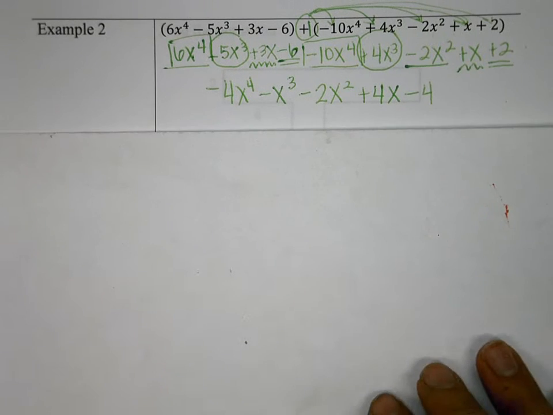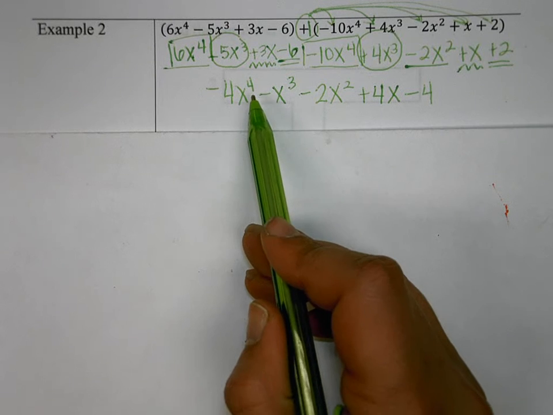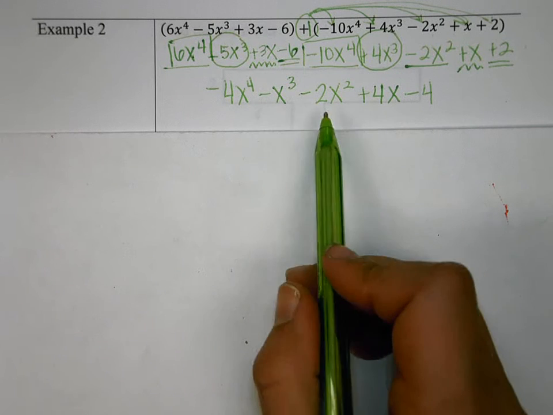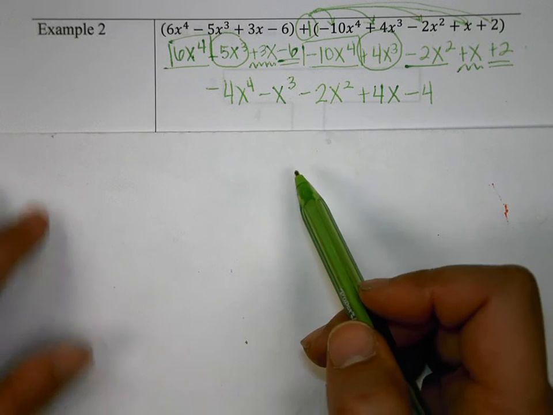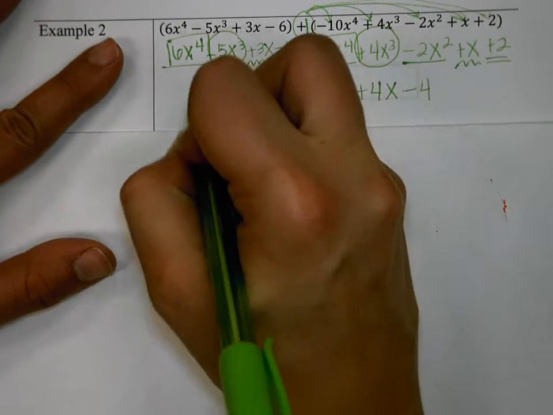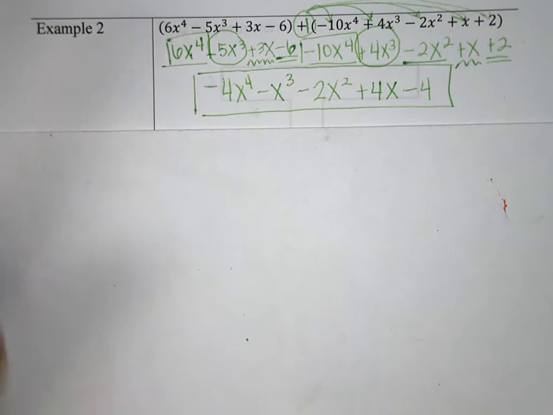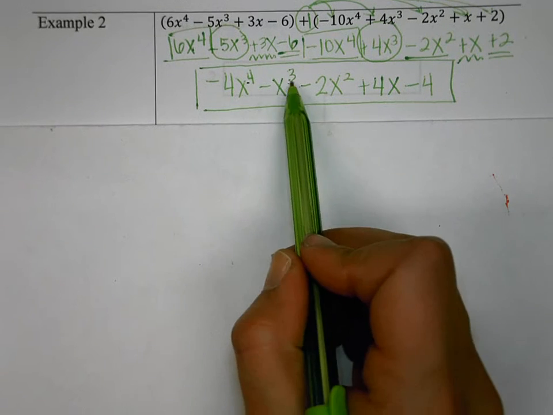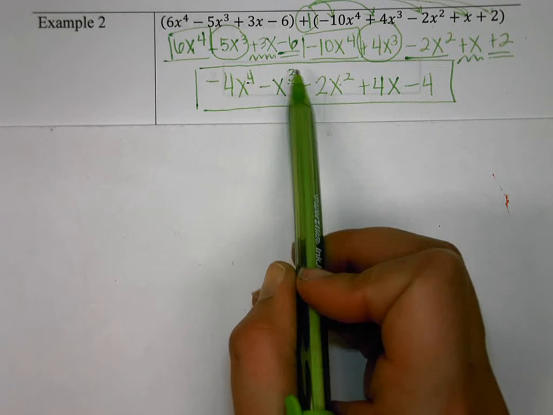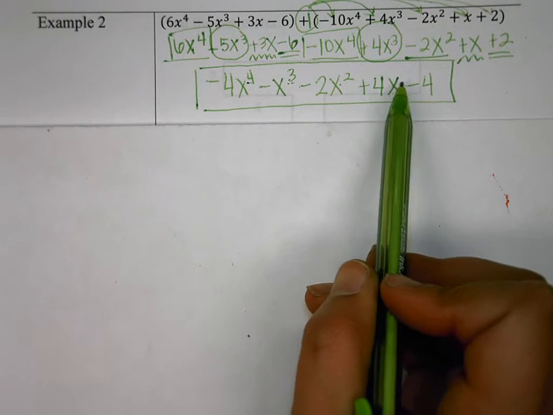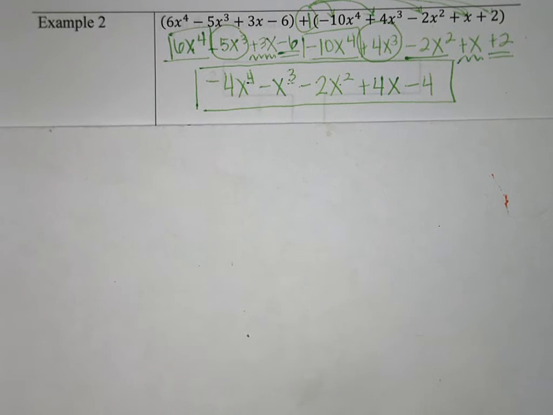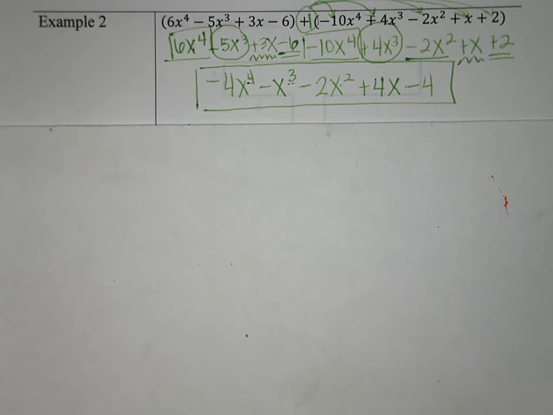So my answer here is negative 4x to the fourth minus x to the third minus 2x squared plus 4x minus 4. So make sure you box that whole thing. So when I say put your terms in order from biggest to smallest, I mean in terms of the exponent. So we have x to the fourth, to the third, to the second, just x, and then no x's. So let's look at a couple of examples when we are subtracting.